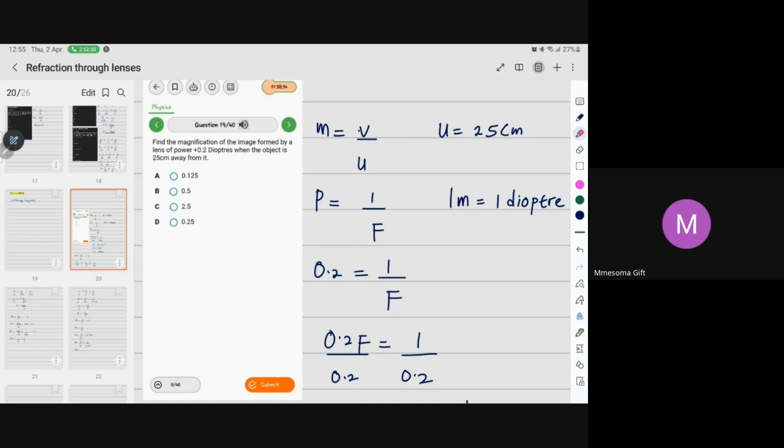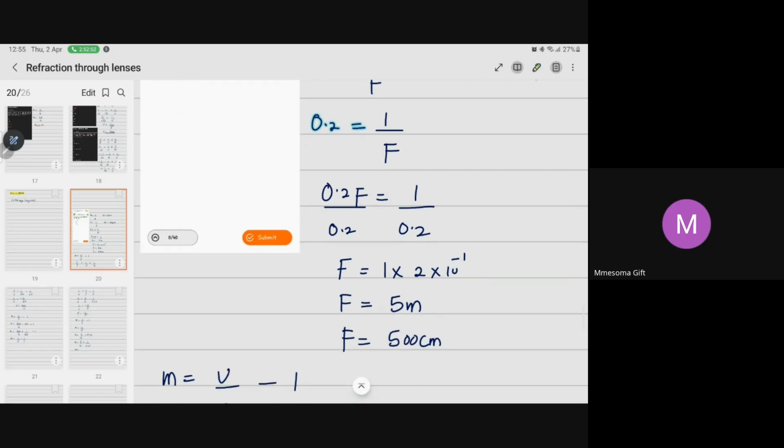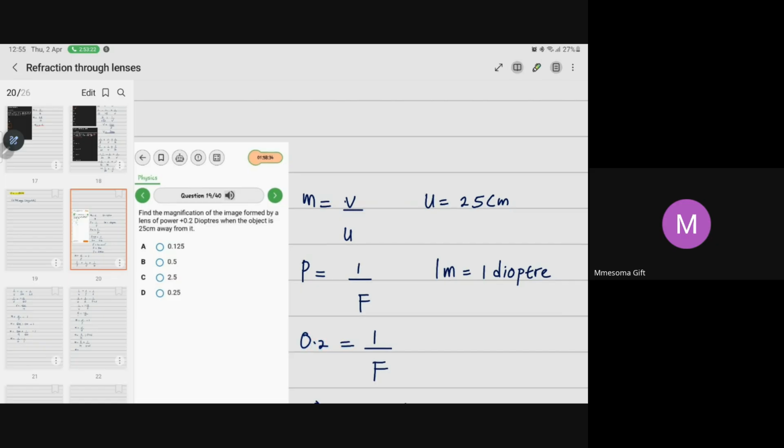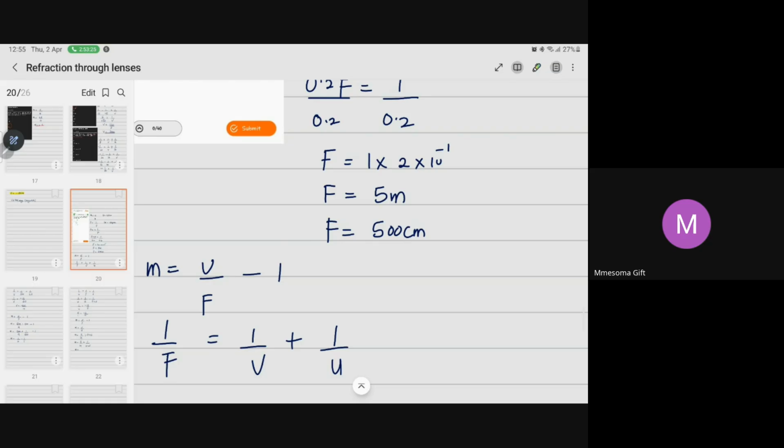So therefore, after solving, I have that my F is 5 meter. But two things are involved. I can't be using meter and centimeter in the same question. If they gave me that my U is 25 cm, either I convert U to meter or I convert V to meter, or I convert my F to meter, whichever you want. So now I converted the F to centimeter so that it is in centimeter like the U.